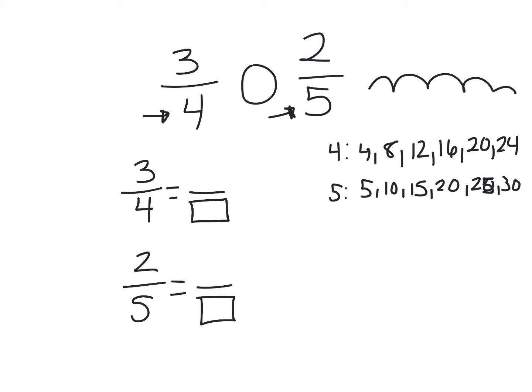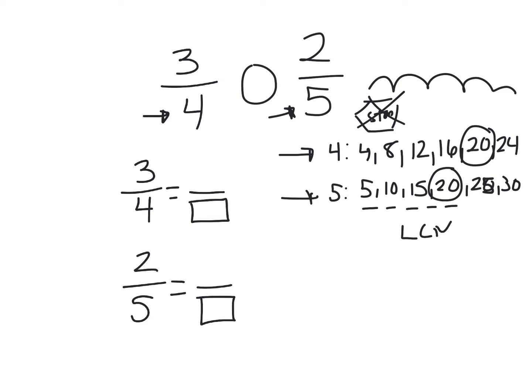A common mistake is that people just stop right here and think, oh, I'm done because I did all these steps. That's only the beginning part. So now I need to look at 4 and 5. What do they have in common? Well, if I go down the list, I can see that 20 is in common, and 20 also happens to be the least common multiple, so that's the one I'm going to use.